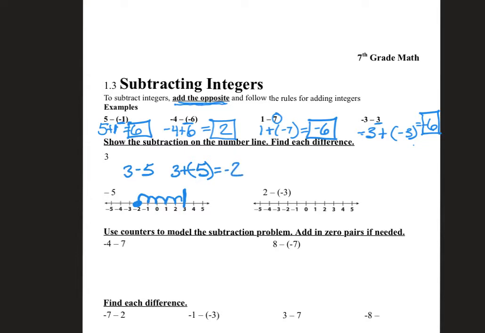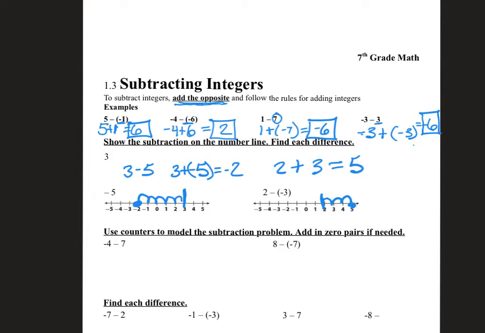On the next one, I have 2 minus a negative 3. So I'm going to rewrite it as 2 plus a positive 3. So I start at a positive 2, right? And I go 1, 2, 3 more. And I get a positive 5 for my solution.